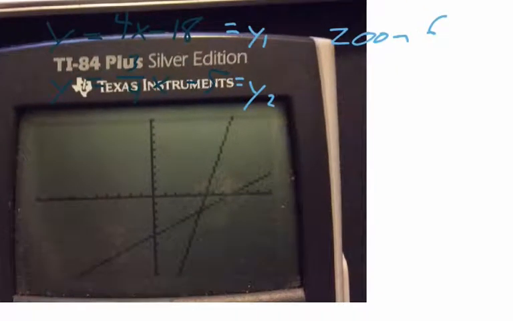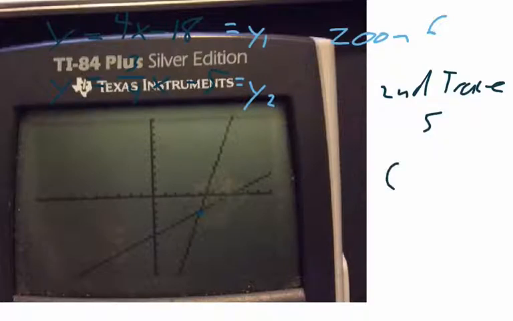Move this over here. And what we're looking for is the place in which they intersect, which is this point right here. So we've already done some intersection before. As a reminder, you want to hit second trace, then the number 5, and then you want to hit enter 3 times. And after you hit enter 3 times, it'll tell you that the x value is 4 and the y value is -2. So that's exactly where your graph is, your solution. So let's try this again in example number 3b.